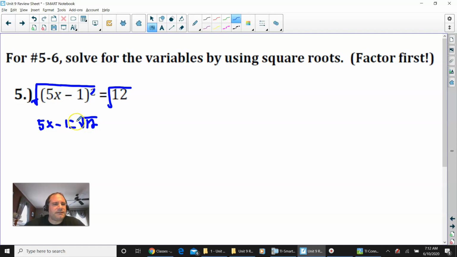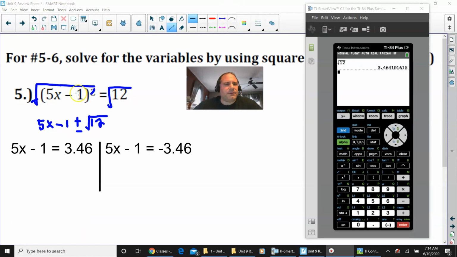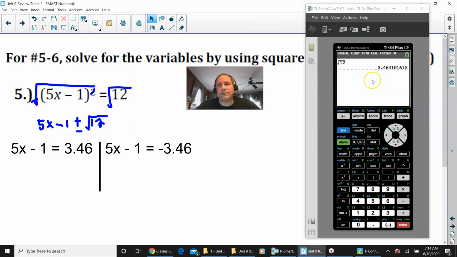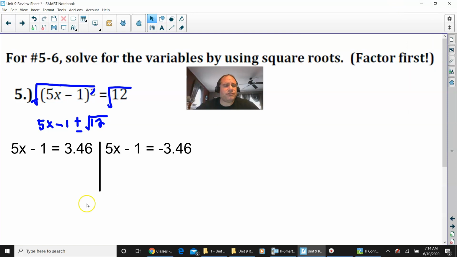And since it's the square root of 12, it's plus or minus. I just wanted to make sure that you knew that. So you take the square root on both sides, and I have 5x minus 1 equals plus or minus the square root of 12. I used the calculator, and I got 3.46, rounding to the nearest hundredth.